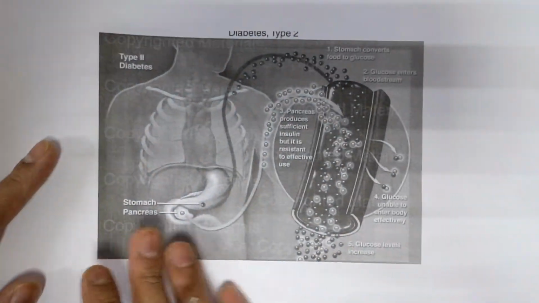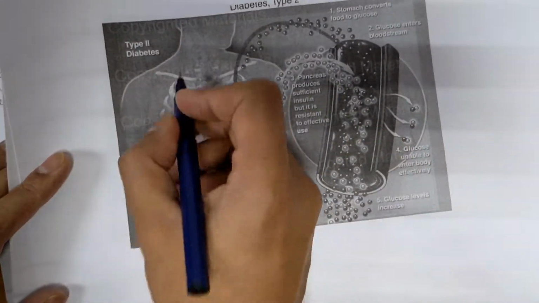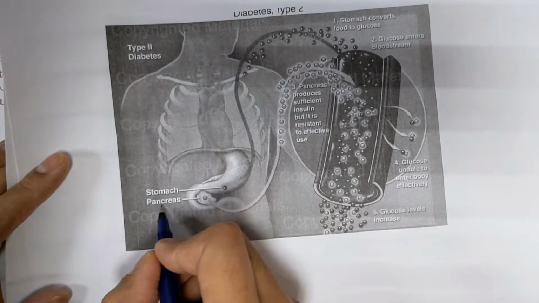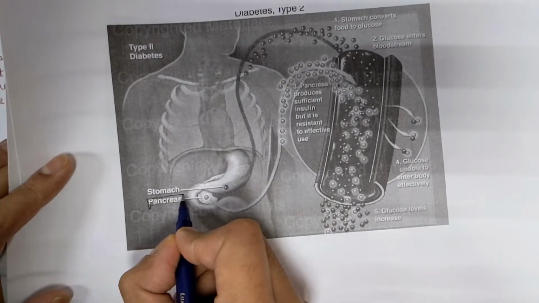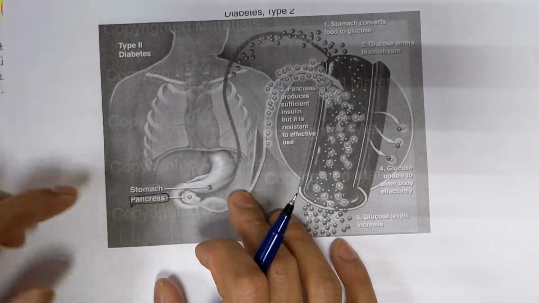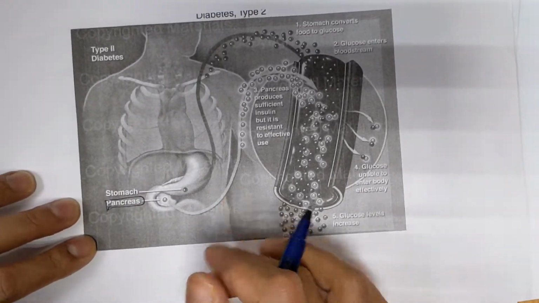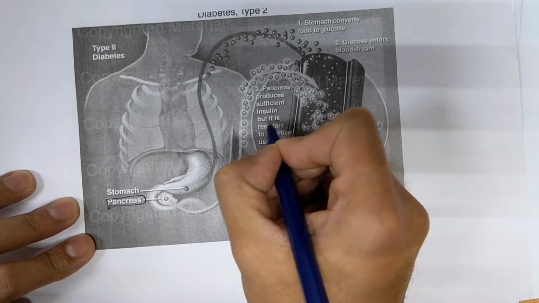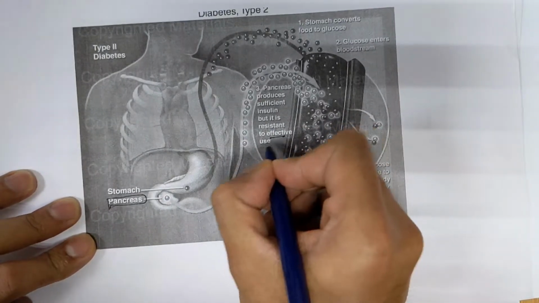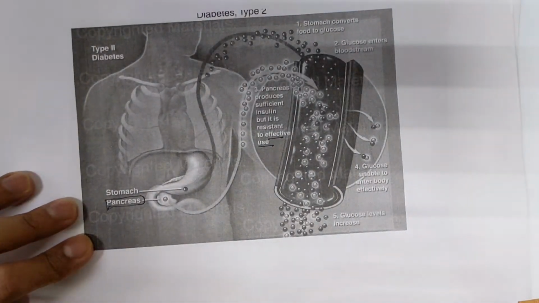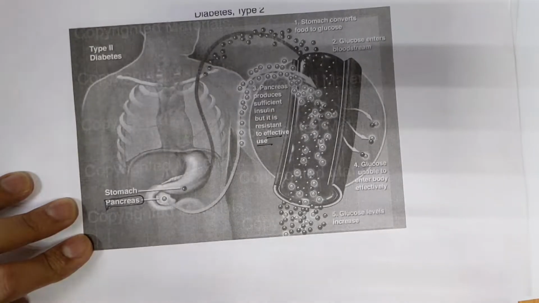You can see in this brief image for type 2, this is your body, this is your stomach, and this one is your pancreas, which is located under the concave part of the duodenum. The pancreas produces sufficient insulin, but the body is resistant to its effective use.